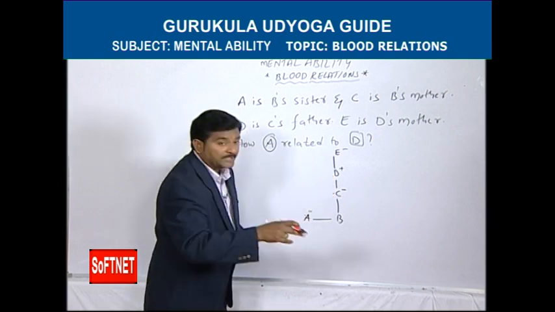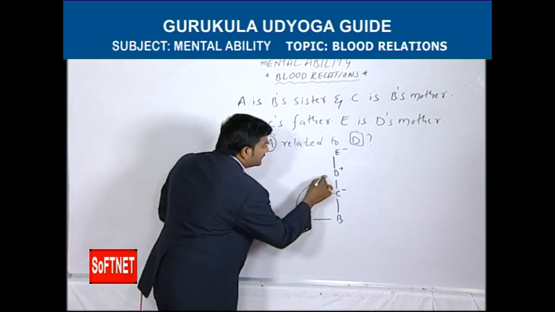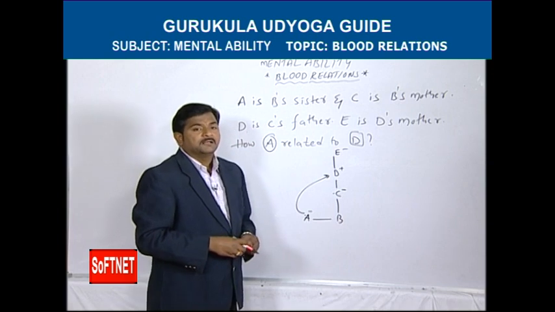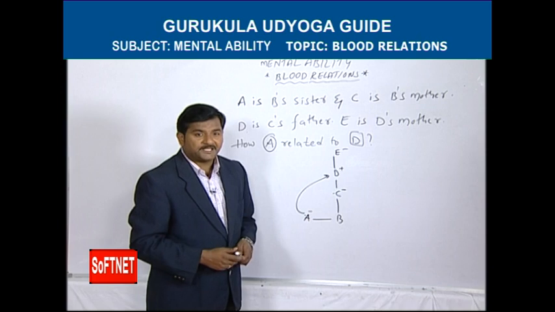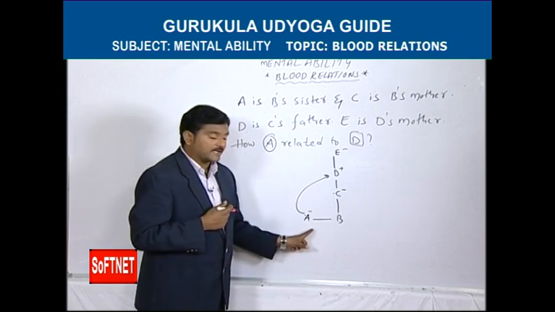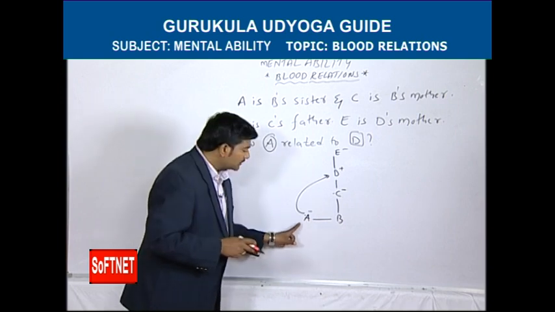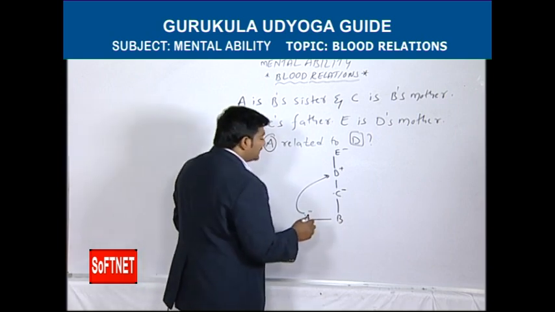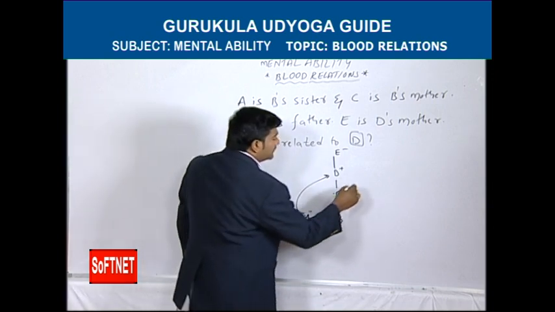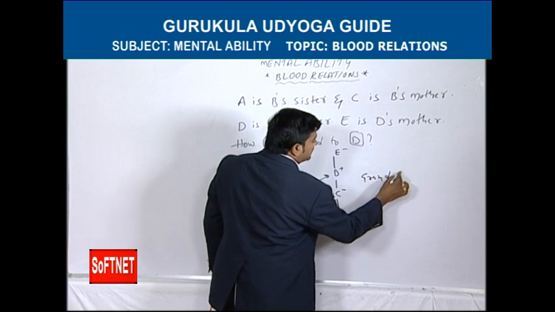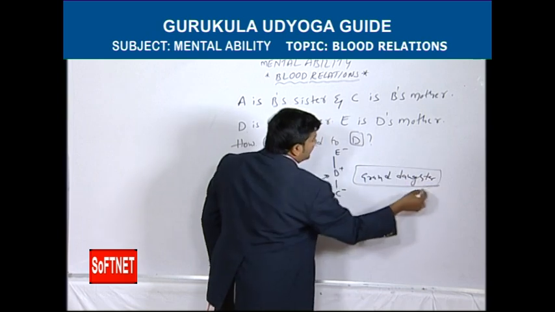But the question is how A is related to D, not how D is related to A. So how A related to D? Obviously A is the granddaughter. Granddaughter of whom? D, we can say, because I know the gender of A. I still don't know the gender of B, but there is no issue because the question is not about B, it is about A. So the answer is granddaughter.